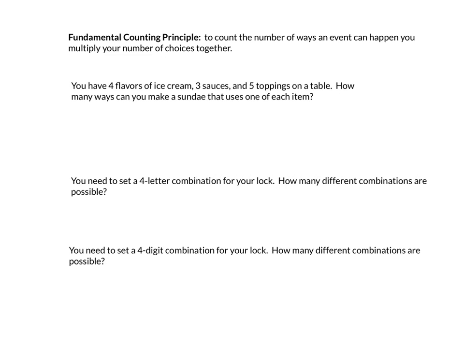If we have 4 flavors of ice cream, that's 4 choices, 3 sauces, that's 3 choices, and 5 toppings on a table, how many ways could you make a sundae that uses one of each? Well, you have 4 choices of ice cream, 3 choices of sauces, and 5 choices of toppings. And so you have 4 times 3 times 5 choices. So you have 60 choices, 60 different sundaes.